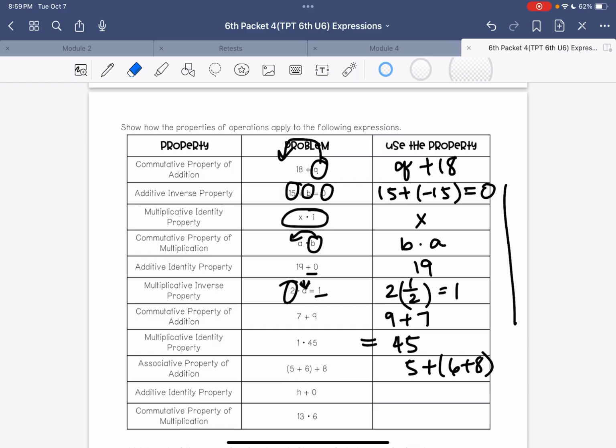Okay, next one, additive identity property. Anything plus 0 is just that same thing back. So that thing is H. So I'm going to write H. It's some number. Some number plus 0 is just that number again back. All right, next one, 13 times 6. Commutative property of multiplication says that I can do 6 times 13 and I'm going to get the exact same answer.